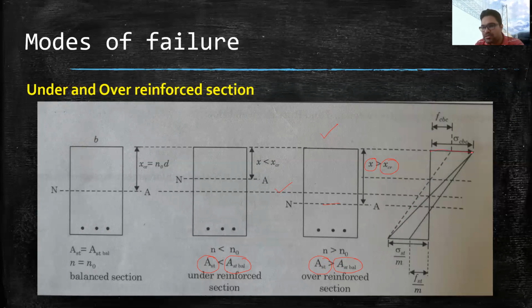Now again, follow this red diagram that I am making for you. This is the stress diagram for the over reinforced section. In this case, corresponding to this value is sigma CBC. So in this case, FCBC will be equal to sigma CBC, while in case of steel, the FST value will be lower than sigma ST.